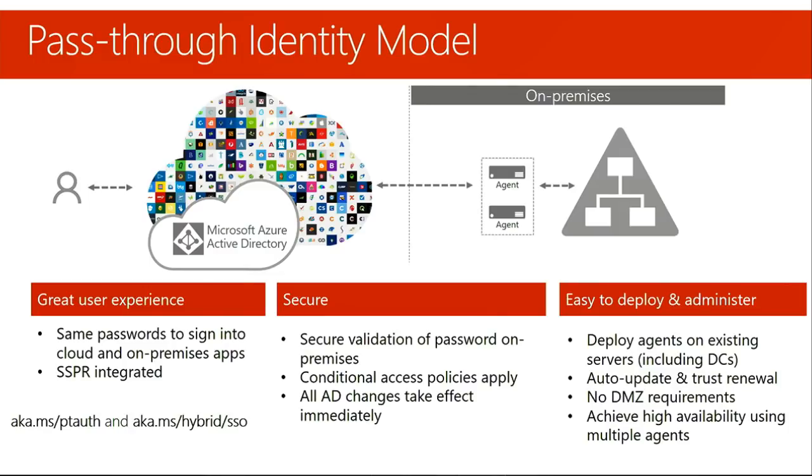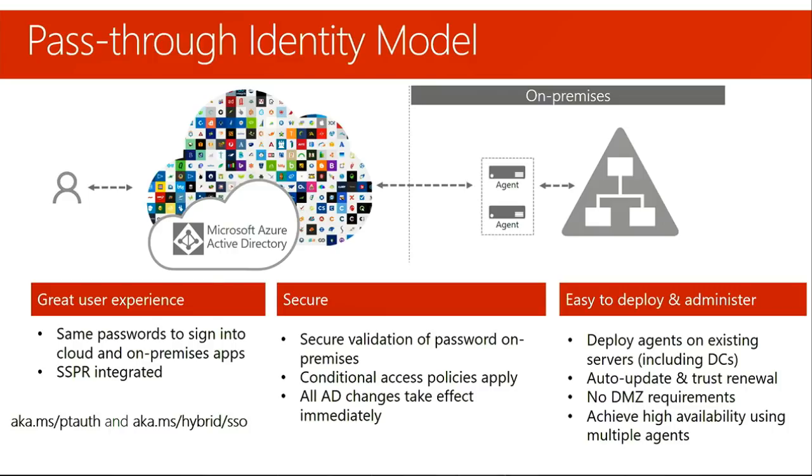So, pass-through identity. This was new, as I said, and it was announced yesterday. So before, we had two different models. We have one model where we're using federation that we already talked about. So the client goes to the cloud, and the cloud says, no, you need to authenticate in your own environment. Then we have the hashed password synchronization, where we synchronize the password up in the cloud, and Azure AD is using that.